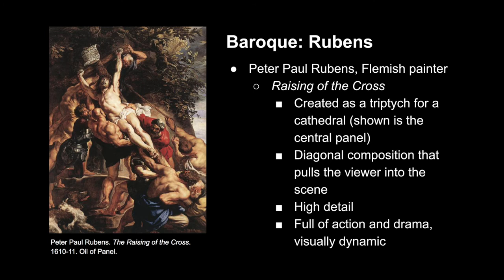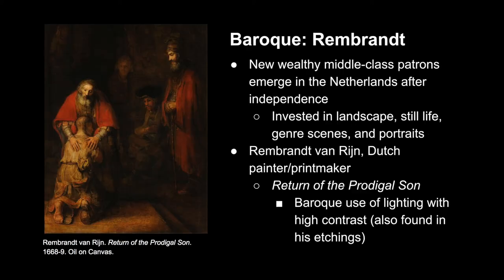Moving on to the Flemish painter Peter Paul Rubens, this is his work, The Raising of the Cross. It's actually the center panel of a triptych that was produced for a cathedral. There's a major diagonal going on in this composition, and it pulls the viewer's eye from the bottom of the cross all the way up to Jesus' face, where there's the highest contrast. And in the Baroque fashion, we see high detail, lots of action and drama, and it's very visually dynamic.